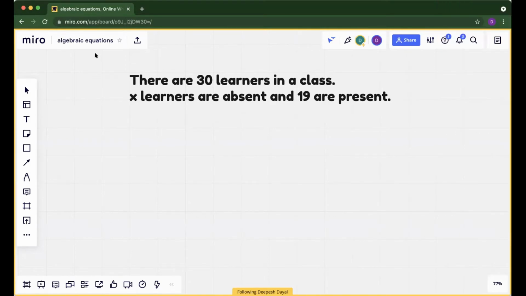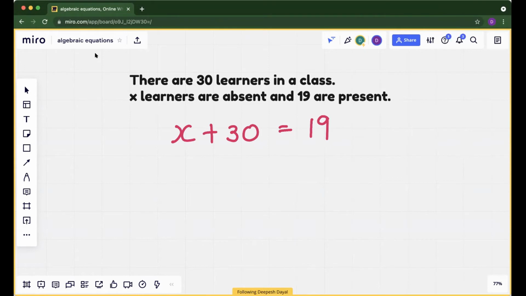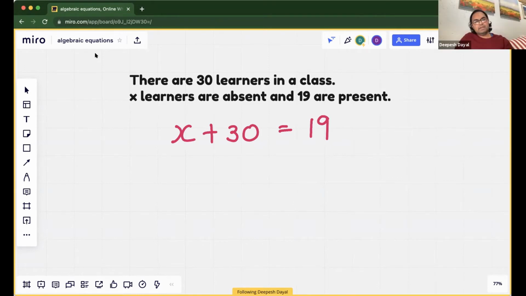Sir, X plus 30 equals 19. So X plus 30 equals 19. Let me write your answer. Who else has an answer? You're welcome to let me know. Anybody else with an answer? So the answer is 11. The answer is 11, yes, but how do we write that as an equation with the unknown X?